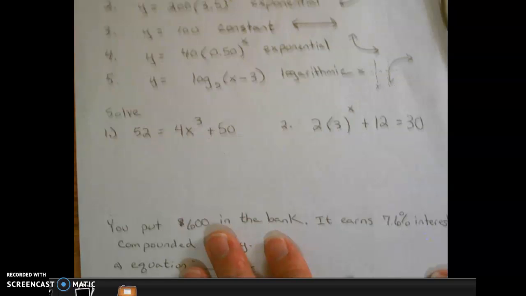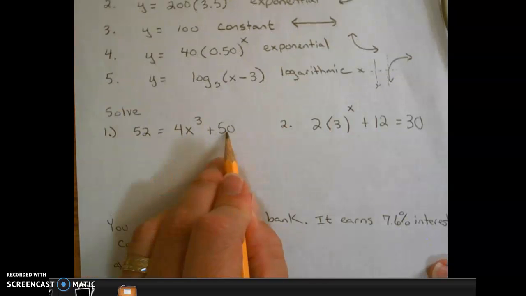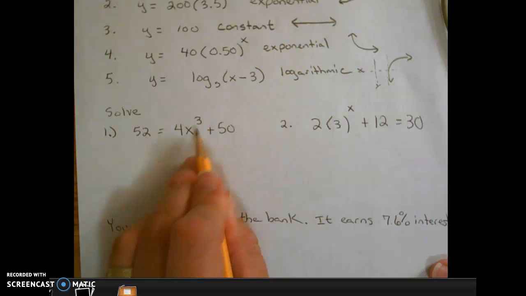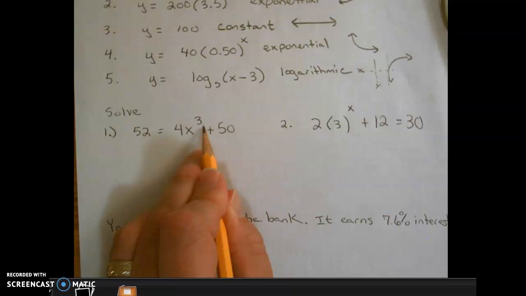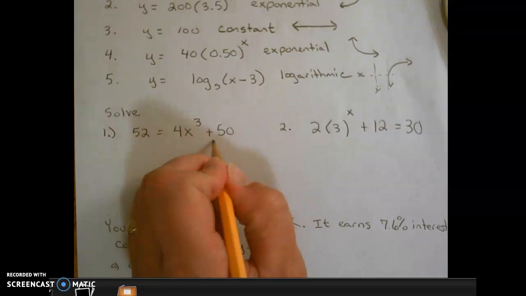So let's go ahead and review solving. So this first one, we have not an exponential. This is a cubic function, okay? And so to solve this, since we only have one variable here, we can go ahead and undo GEMDOS. So we're going to undo the adding.